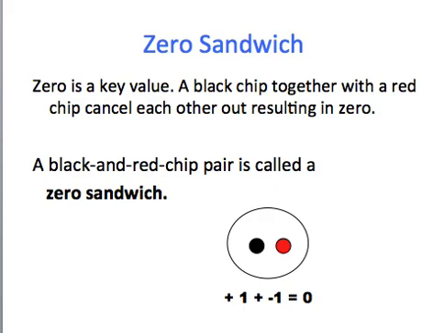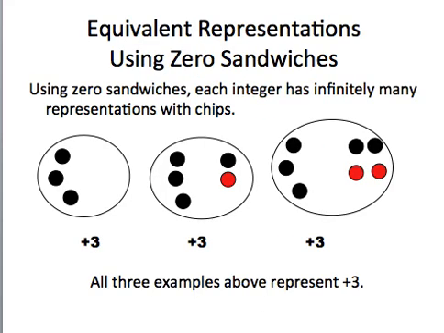0 is a key value in working with integers. A black chip together with a red chip is a +1 plus a -1, and they cancel each other out, resulting in 0. We call a black and red chip pair a 0 sandwich. 0 sandwiches enable you to represent integers in an infinite number of ways.